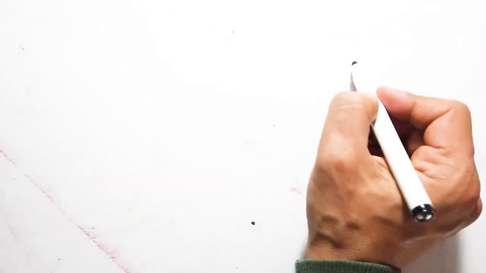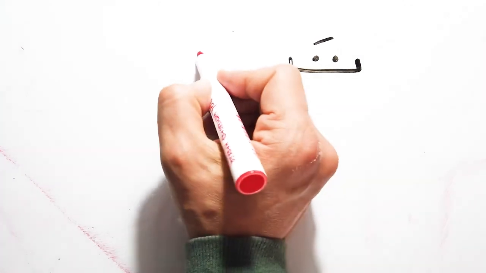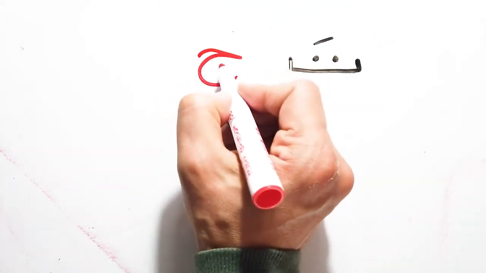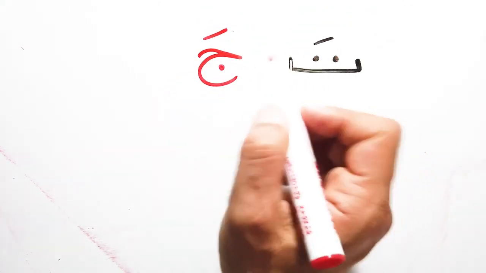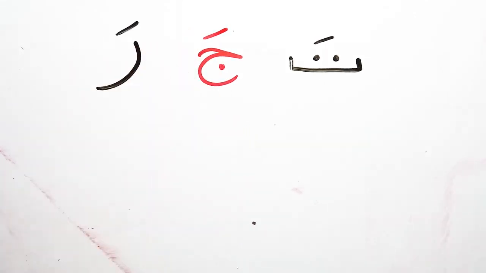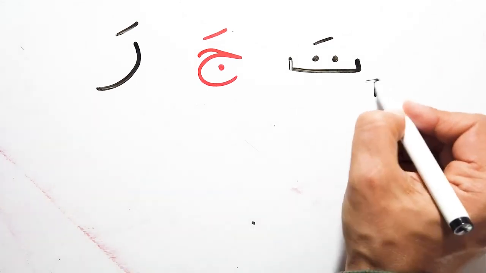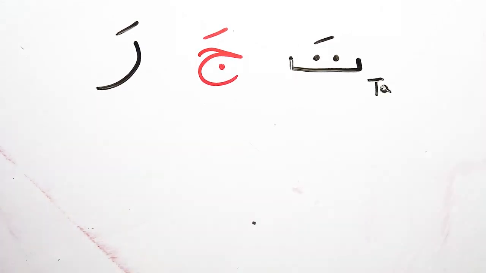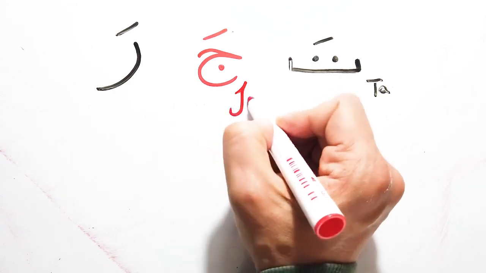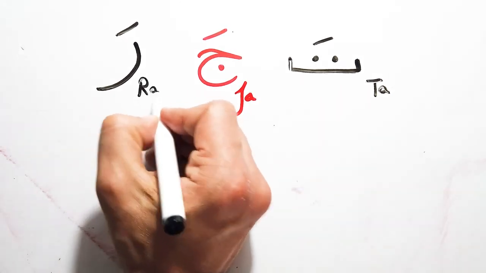The last word for today is تجارة. ت. As you see, it's like this. T. And then we have j. And finally we have ra.